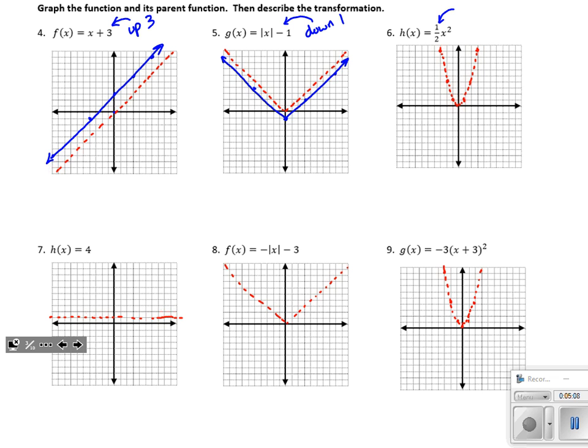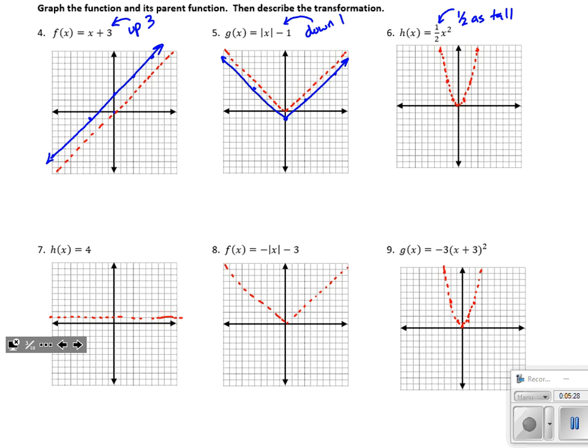Number 6, there's a 1/2 multiplied out front. That is saying 1/2 as tall. And that's how I prefer you answer that question, half as tall. You could say a vertical shrink by a factor of 1/2. That's the textbook's language, though, and I like to think that we have our own more efficient way of communicating that.